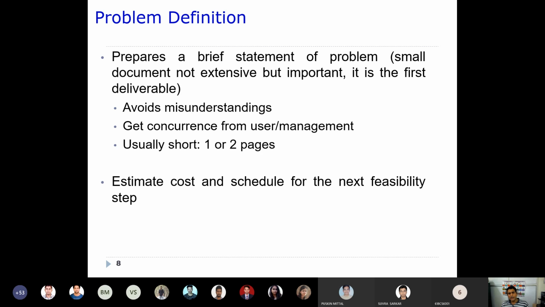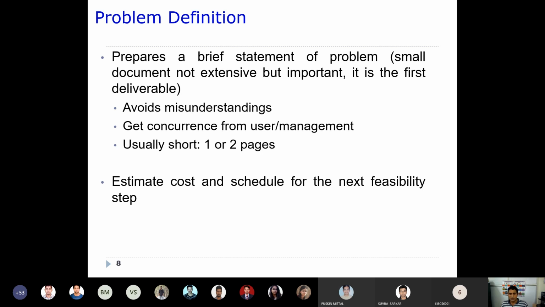It should avoid misunderstanding. So when you are talking very briefly about the problem, there should not be any misunderstandings. And you need to get concurrence from the user and management. Once that statement of problem is prepared, it should be agreed by the user as well as management. That is what I told you in the previous slide. It's usually 1 or 2 pages. The problem statement will be defined in 1 or 2 pages.